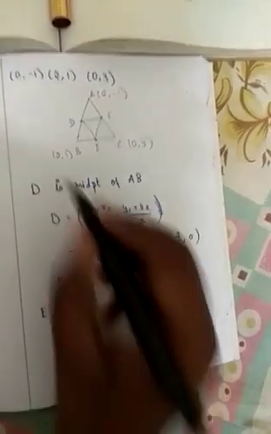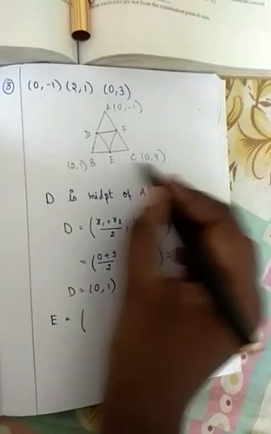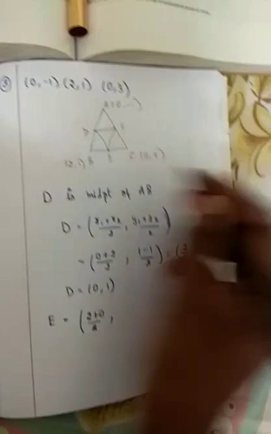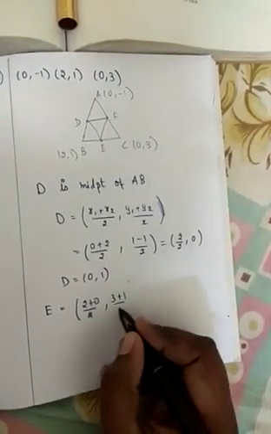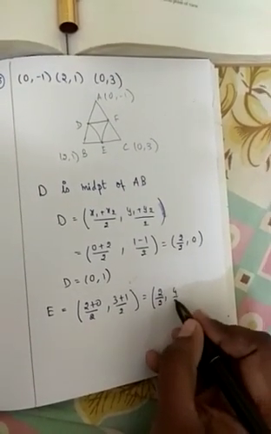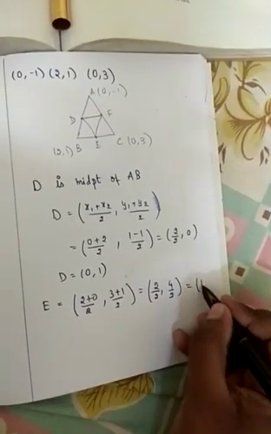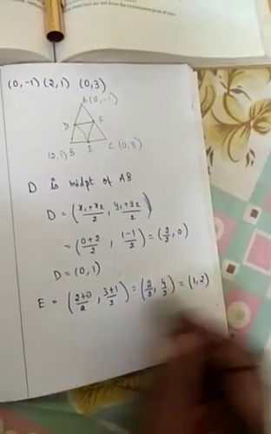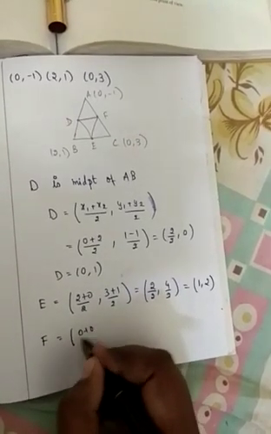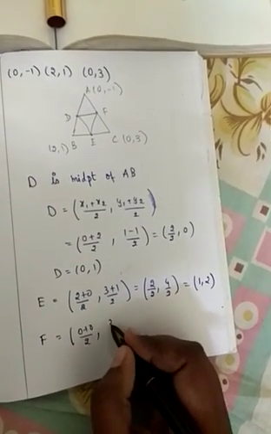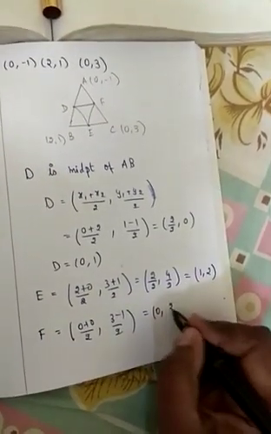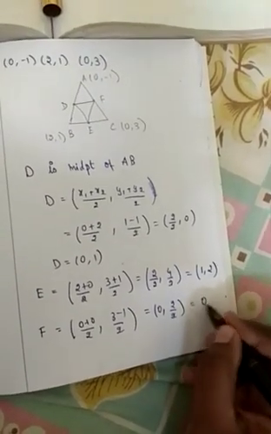E is the same thing, we have to find it from these two points. So (2 plus 0) divided by 2, (1 plus 3) divided by 2. 2 plus 0 is 2 by 2, which is 1; 4 by 2 is 2. So E we have found is (1, 2). Now F: (0 plus 0) divided by 2, (3 minus 1) divided by 2. 0 plus 0 is 0 only, and 3 minus 1 is 2 by 2, so F is (0, 1).